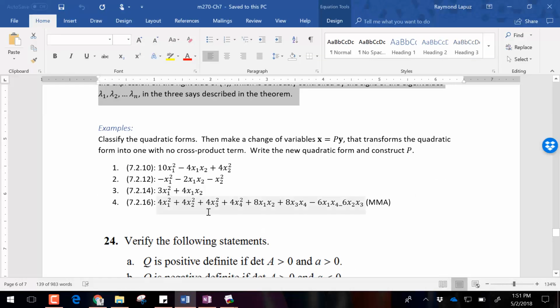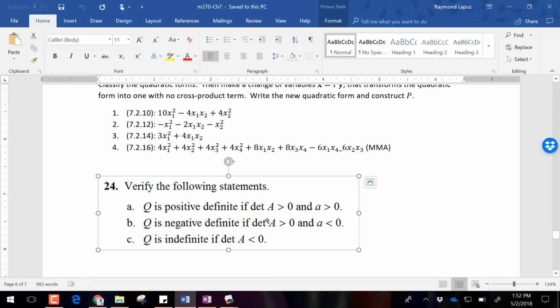Here are some examples where they ask us to classify the quadratic forms. Let's do one that has 3. Oh, this one has 4. Oh, it says Mathematica. Should we brave it? Should we do it? Well, problem number 4 from the exercise set is really the second derivative test from your Calc 3 class.